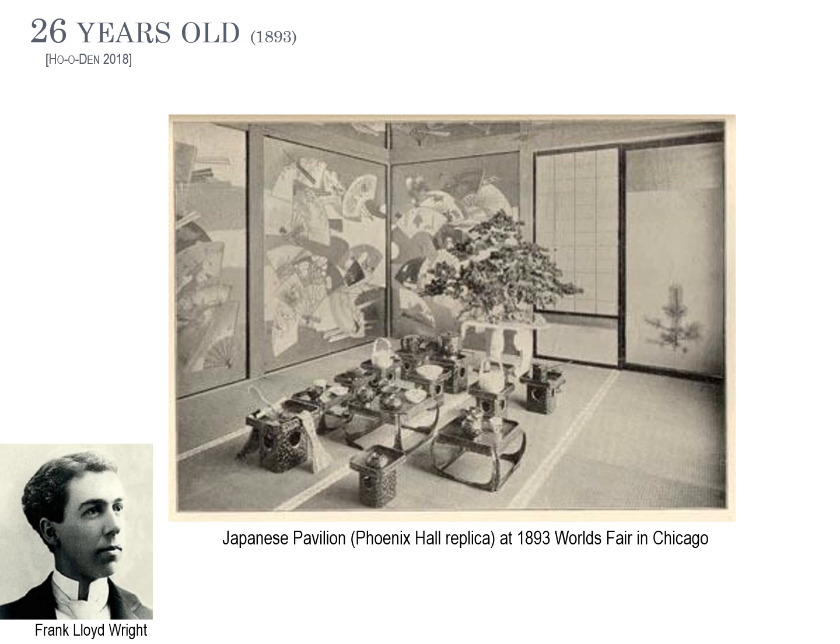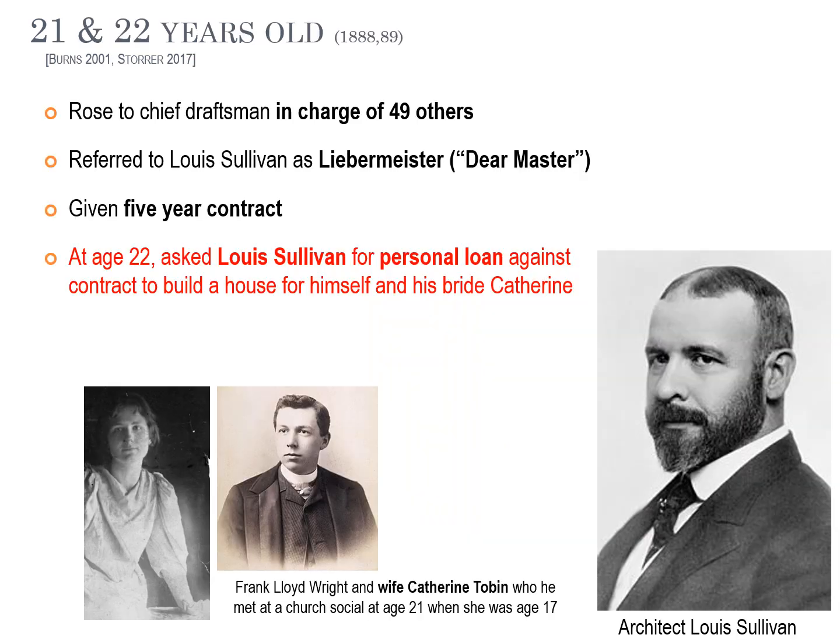Another picture of Japanese architecture. He rose to chief draftsman in charge of 49 others. He would refer to Louis Sullivan as his Lieber Meister, the dear master. He was given a 5-year contract, and then, I have it in red here, at age 22, asked Louis Sullivan for a personal loan to build a house, and he got one. I also met his wife, Catherine Tobin, who was 17. He met her when he was 21 at a church social.